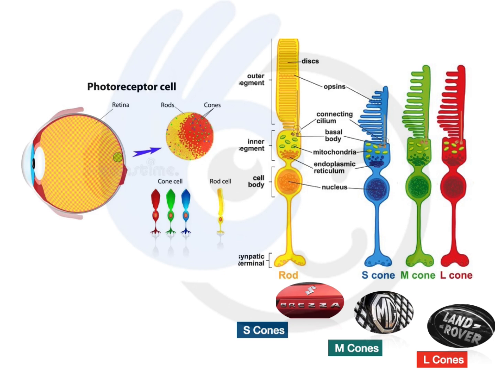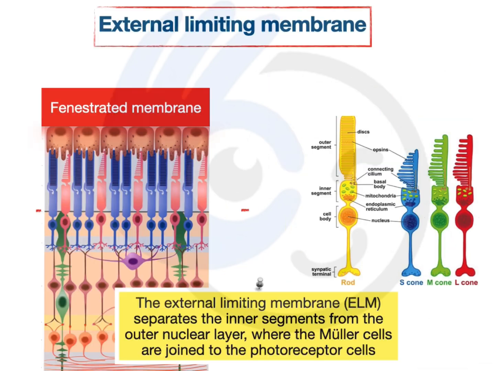When you see it ultramicroscopically, the photoreceptor has four parts. One is the outer segment, which contains various stacked disc-like structures where the pigment, that is opsin, is deposited. Then the inner segment, which is rich in mitochondria. Then the nuclear layer, that is the cell body. Then the synaptic terminal, where it synapses with the bipolar cells.